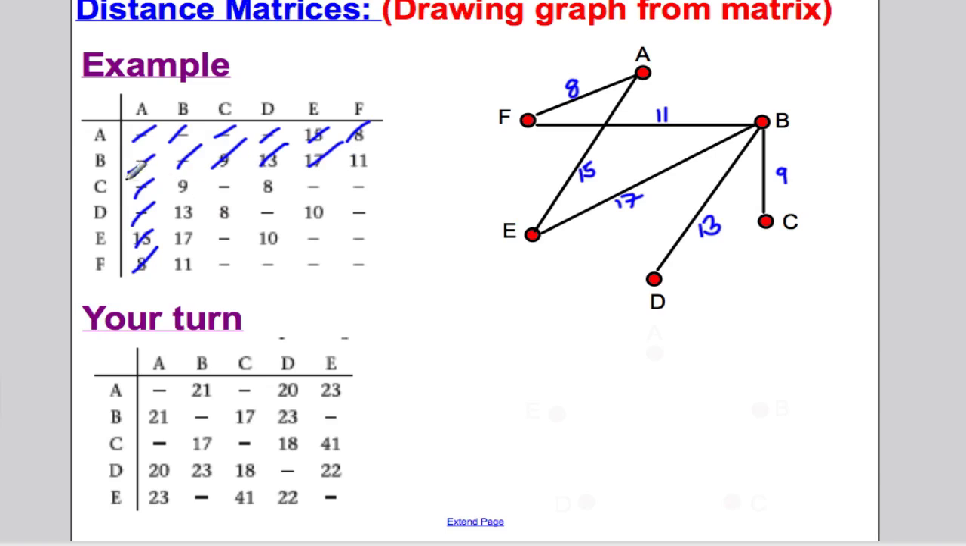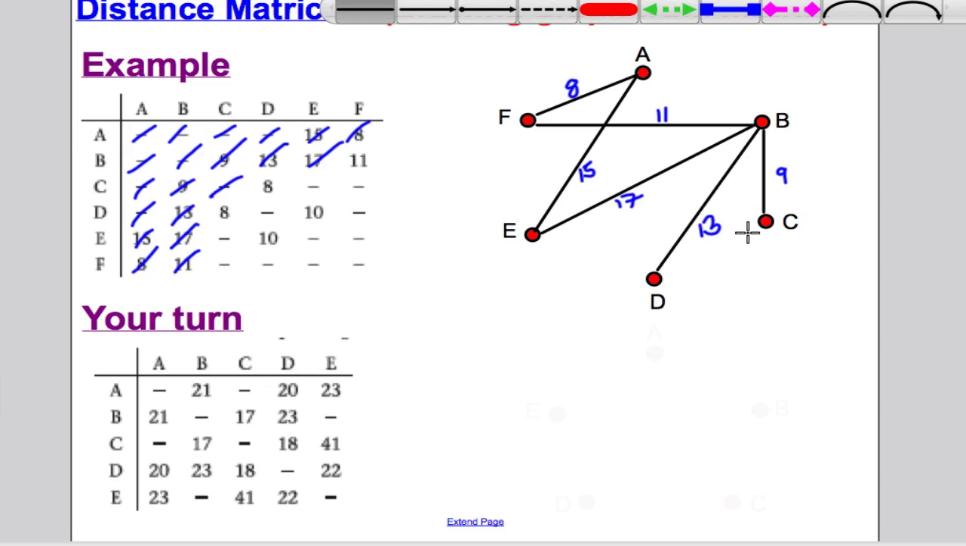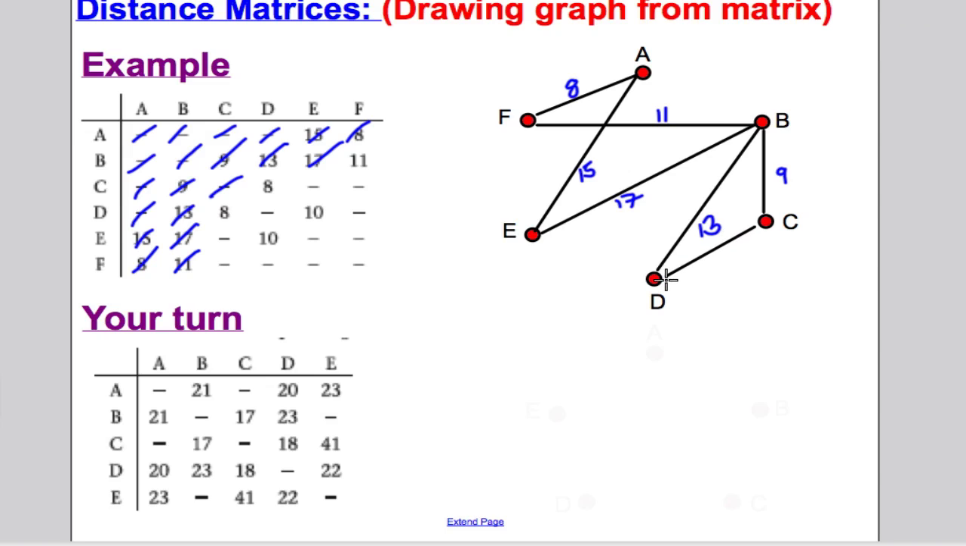And it was symmetrical down here as well. So we've done all these. 9, 13, 17, 11, 13, 17, and 11. We're done. Okay, let's go from C. C to D, there is a connection, so let's draw it in, C to D, and that's it. There's no other ones here. So C to D, and there's no others, and that was 8, and it's symmetrical, so we've done it this way.